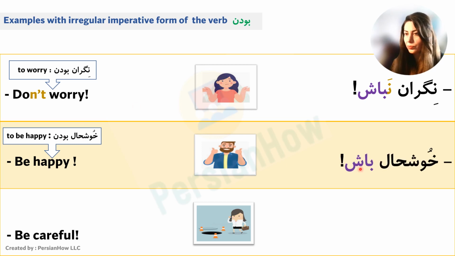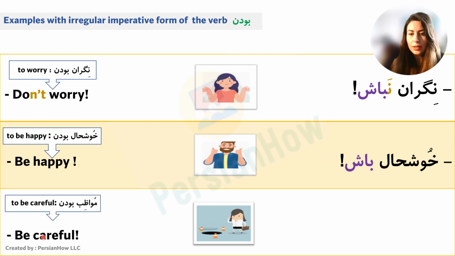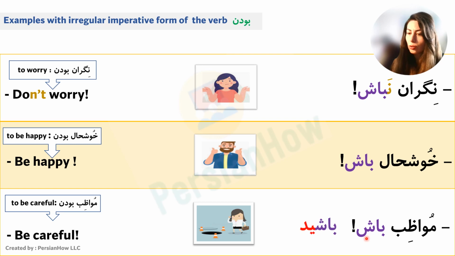خوشحال باش. So again, this is the تو form. For the شما form, خوشحال باشید. Or for the negative, خوشحال نباشید. The third one, we want to say be careful. مواظب بودن, that's to be careful. مواظب باش. Or the شما form of it would be مواظب باشید.